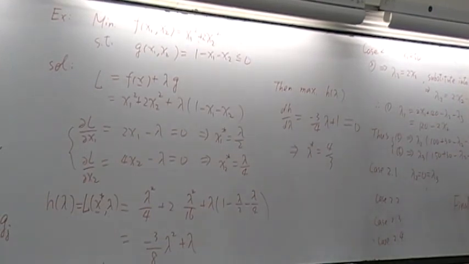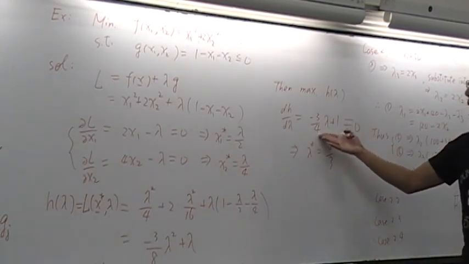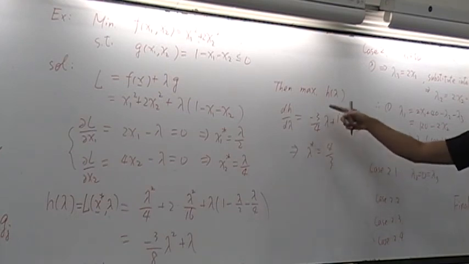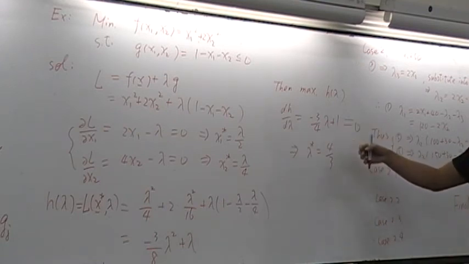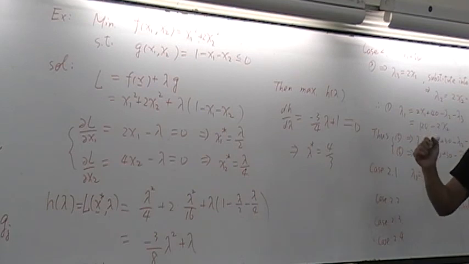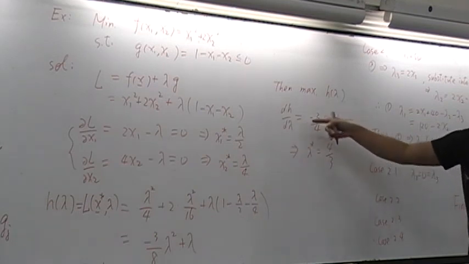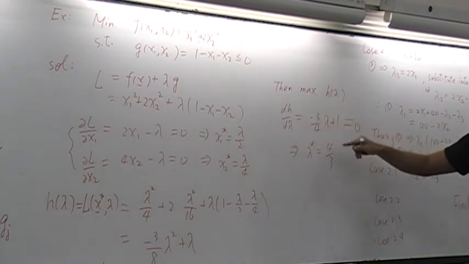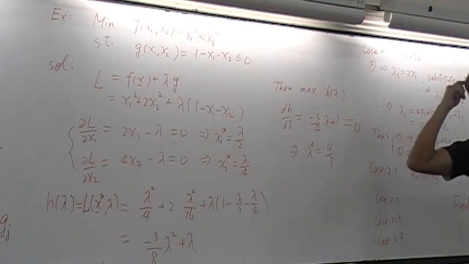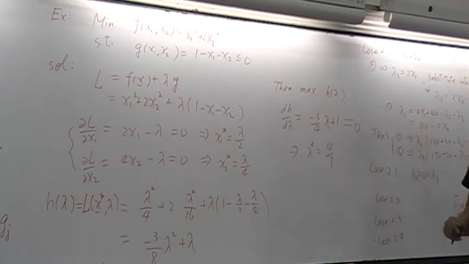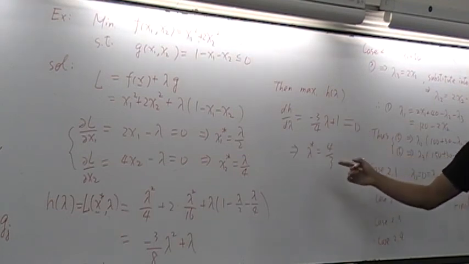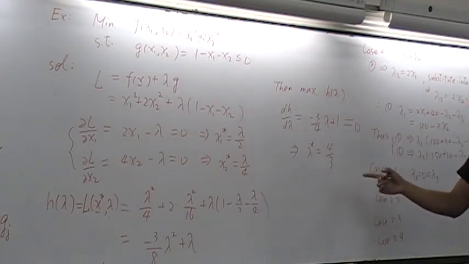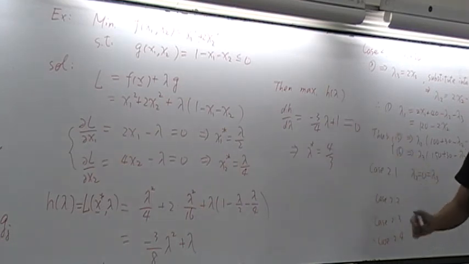And if you take the second order derivative, you will see that we have minus 3 divided by 4, which means that yes, the point we have found is certainly a local maximum. When you take the second derivative of h with respect to lambda and find it is a negative number, that means it is a local maximum. So at lambda star, we have a local maximum.